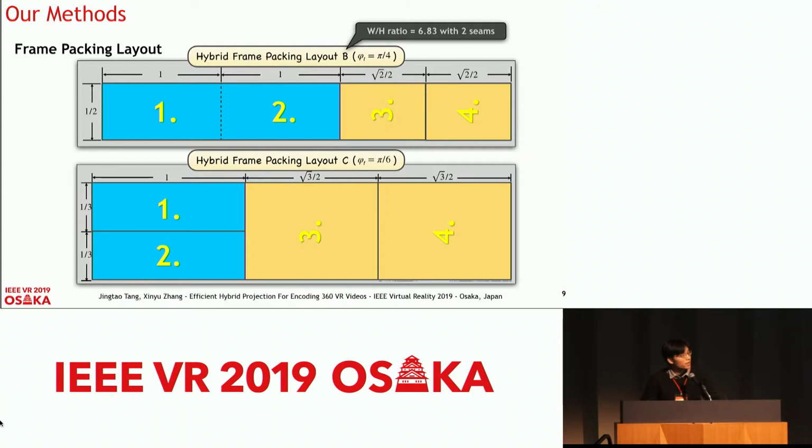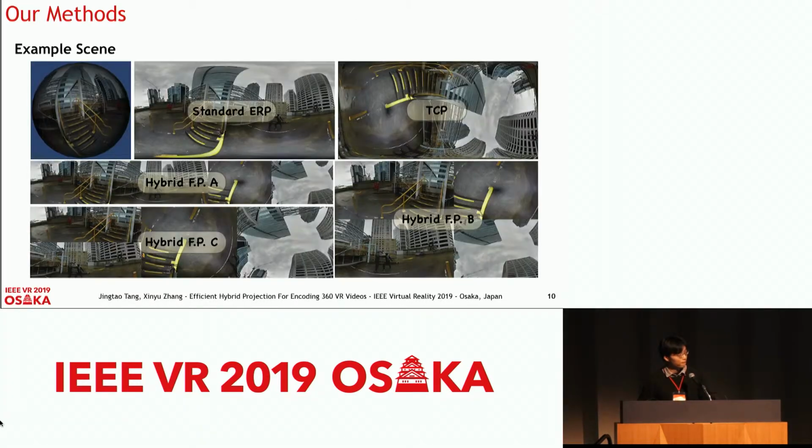The bottom one is layout C. This one is designed for 1/6 of pi. Compared to 1/4 of pi, it has more ERP parts, but fewer parts of cylindrical equal area projection. And the width to height ratio is 4.1, and it has 3 seams.